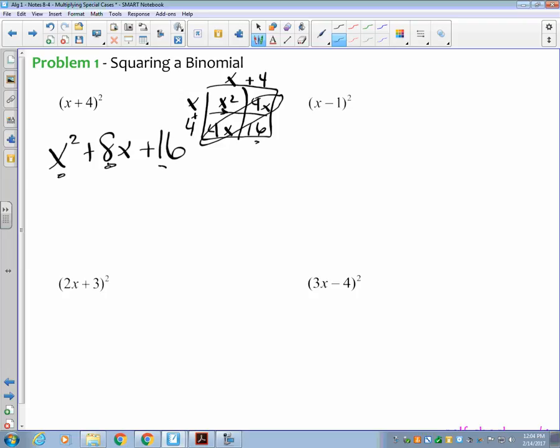All right, let's see if we can tackle that when we have a negative sign. So we take our first term and we square it. Take our second term, which is negative 1, and double it. Negative 1 times 2 is negative 2. Got to keep the negative sign with it. Negative 1 times negative 1, so negative 1 squared is positive 1.